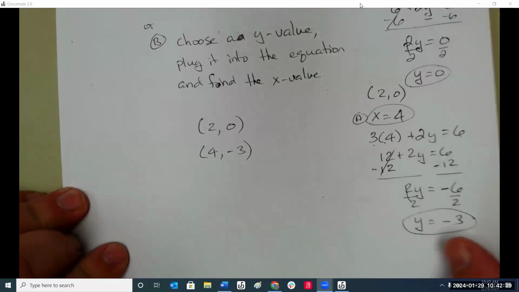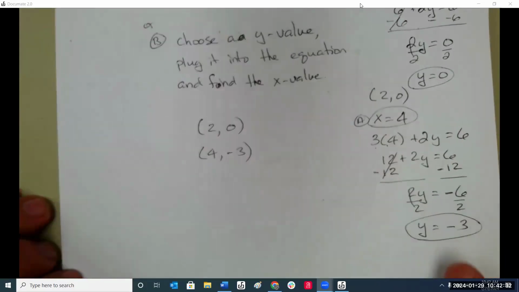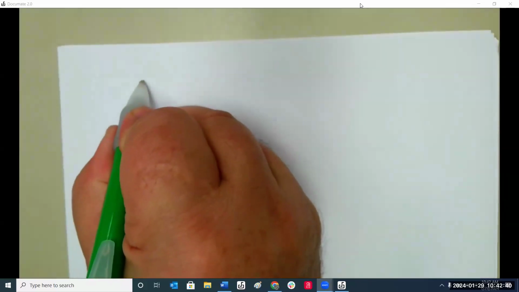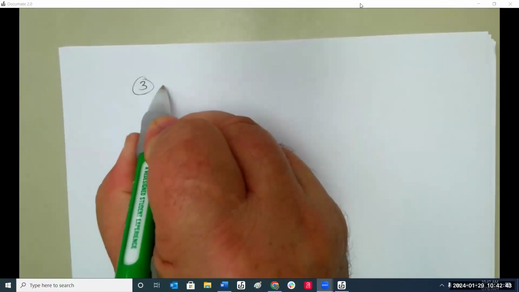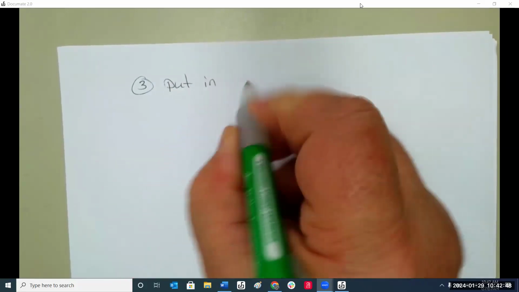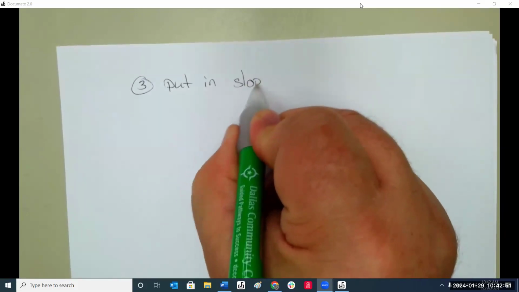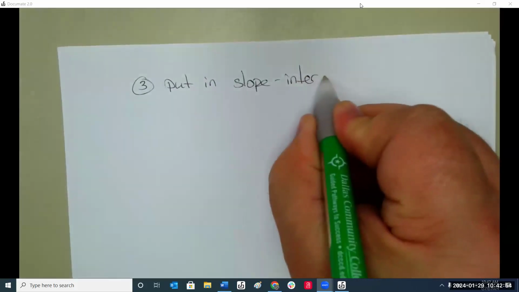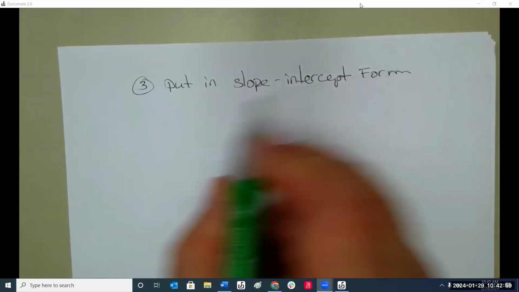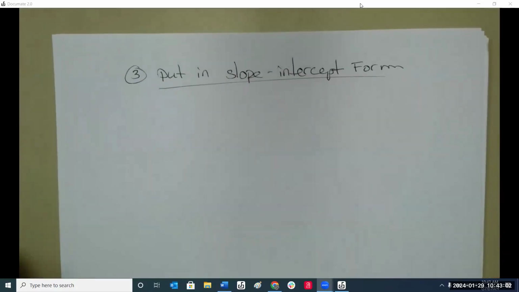There's a third method. The third method is the one you'll probably be using mostly. Put in slope-intercept form. You've heard this before. What does the slope-intercept form look like?